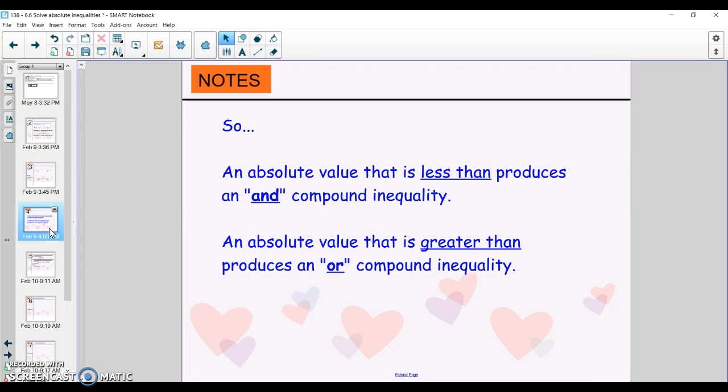So, an absolute value that is less than produces an and compound inequality, where your graph goes together, whereas an absolute value that is greater than produces an or compound inequality.